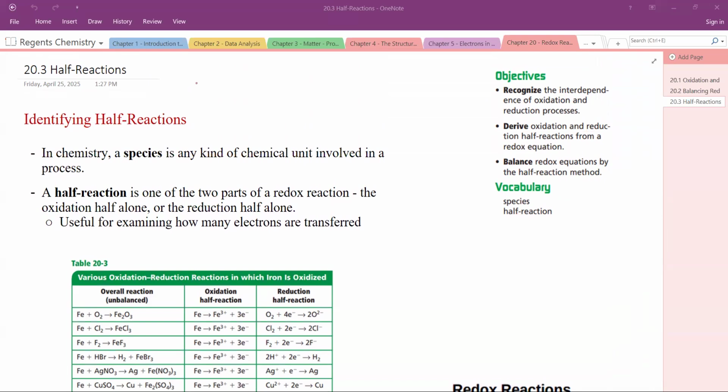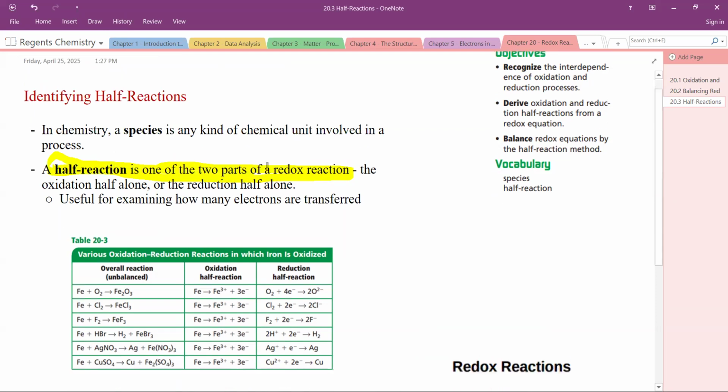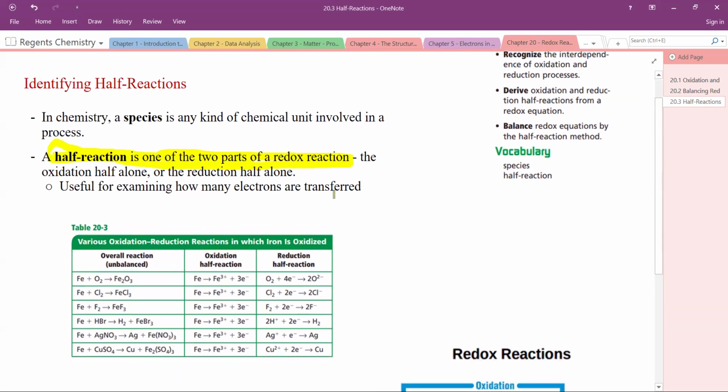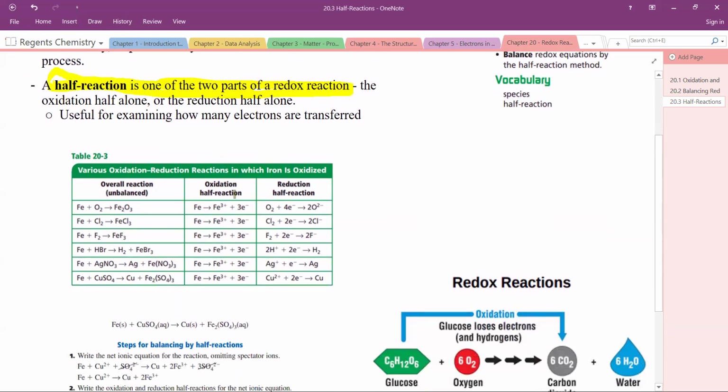So to get right into it, a species in chemistry is any kind of chemical unit involved in a process. I've used it before, you've heard it before, but it's time we formally defined it. It is simply anything doing a chemical process. More importantly, a half reaction is one of the two parts of a redox reaction, either the reduction side or the oxidation side, all by itself. This is extremely useful for us determining how many electrons are transferred.